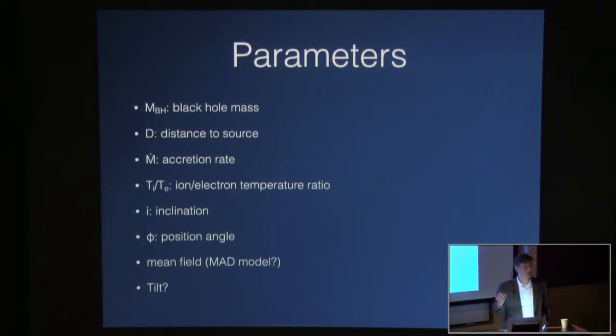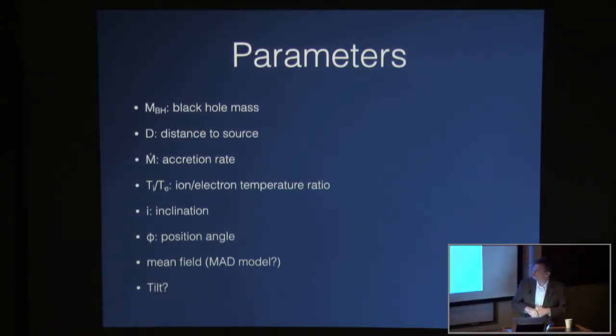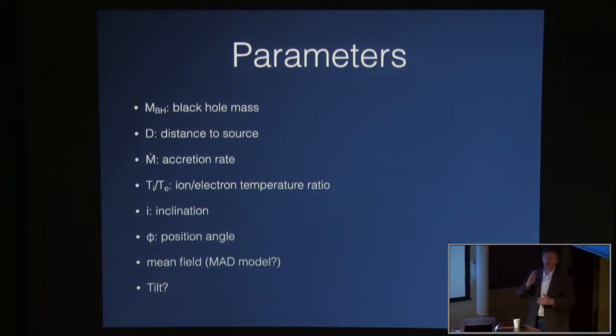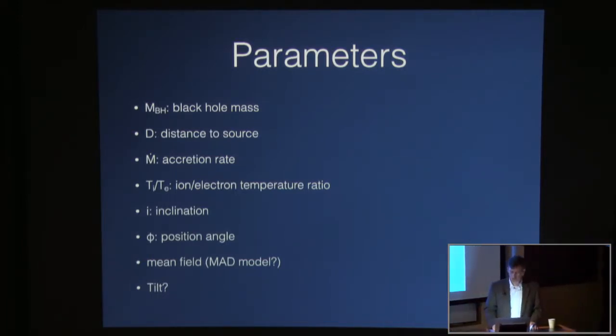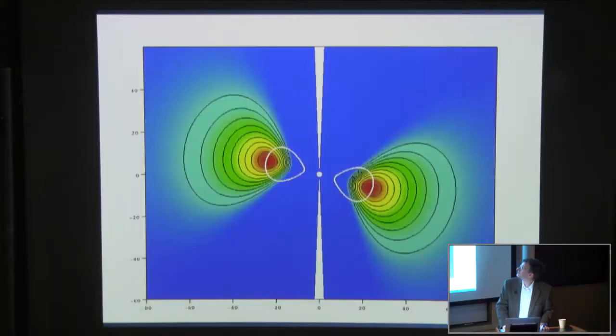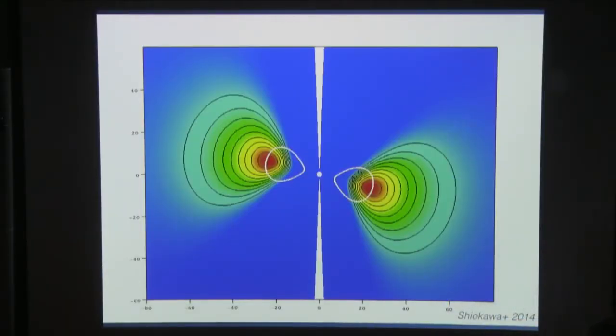So there are strong vertical field models, models in which a magnetic field threads the entire disk, that Ramesh's group has worked on. And these are called magnetically arrested disks, or MAD models. And what I have showed you so far are what are referred to as standard and normal evolution models, or SANE models. The MAD models may be right. Okay, and then another possibility is that the disk is tilted. So there's no particular reason for the angular momentum of the accretion flow to be aligned with the spin of the black hole. So we've spent some time looking at that, and I'll show you some results from that work.